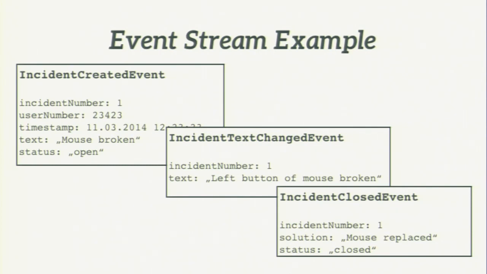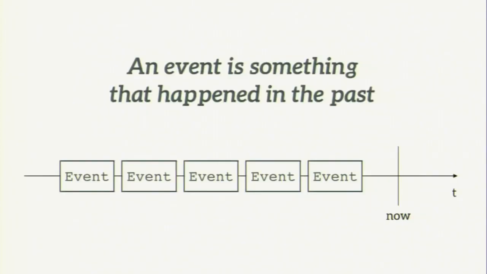If we would model that in the classical architecture, we would have an insert statement for the incident created event. Then we would have some update SQL statement that updates the text. And then another update statement that changes the status and adds some solution to the incident, for instance. Easily speaking. What is very important here is that an event is something that happened in the past. It is not something that will happen in the future.